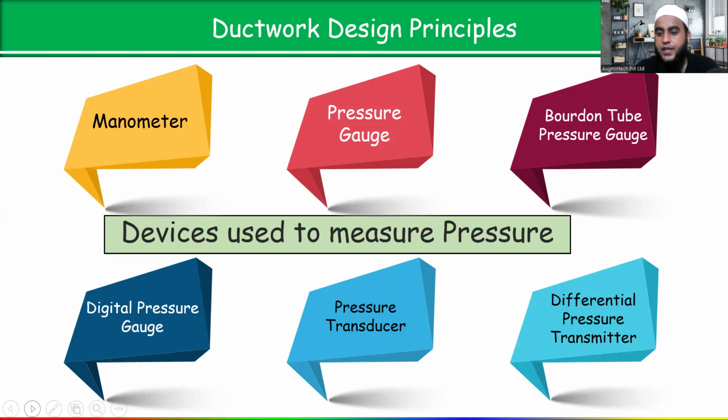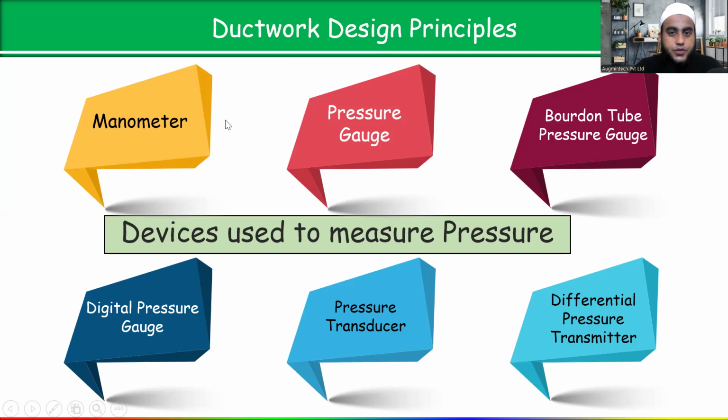Finally, we have a differential pressure transmitter. This is a device which is used to measure the pressure difference between two pressure points. Generally it is commonly used across air filters and in duct systems to measure the pressure drop. So these are the six devices I have discussed to measure the pressure in a duct system.